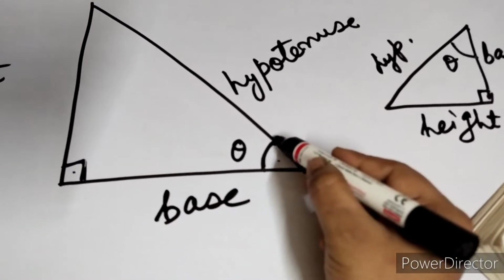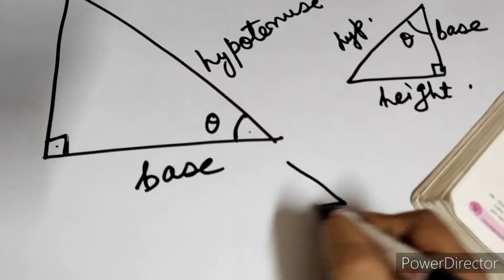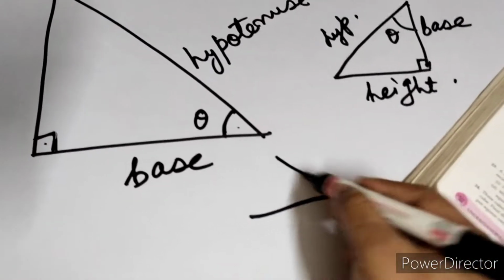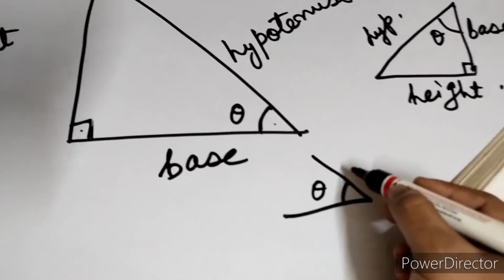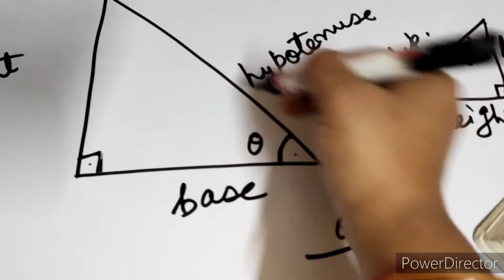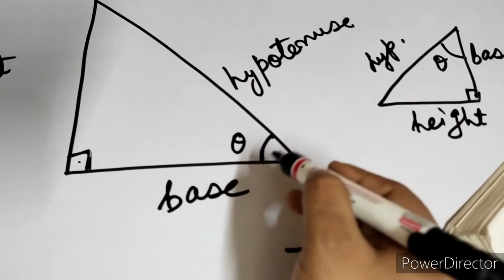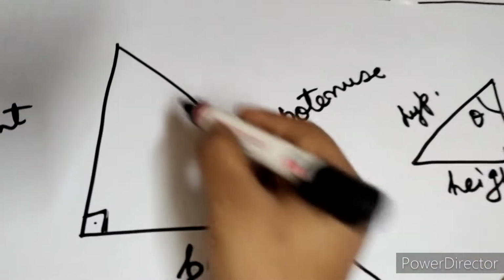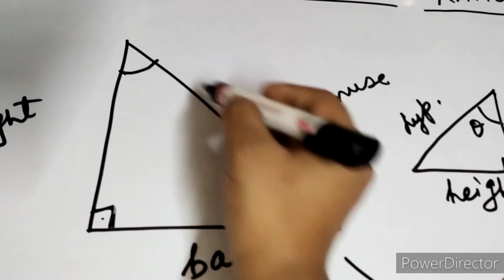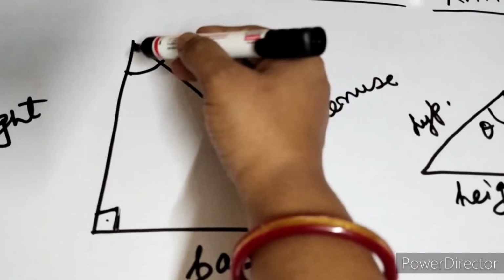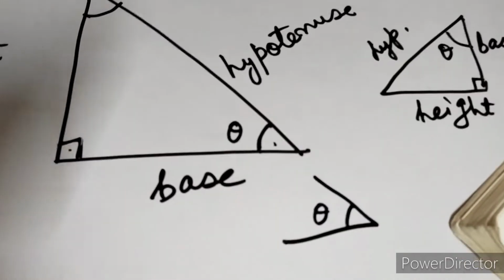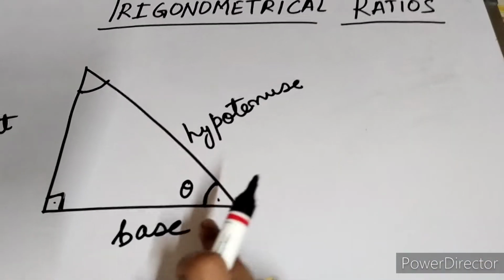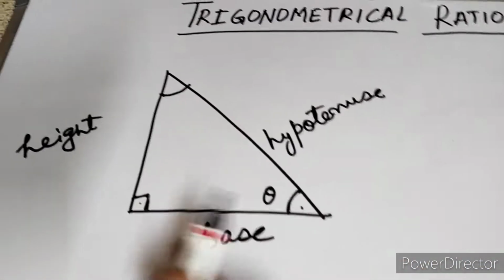When we make an angle, two lines join together, the intersection of two lines. So when this one side is hypotenuse, another side should be the base. If you consider this angle as theta, then this is the hypotenuse, this will be the base, not this one. Okay, so remember this.